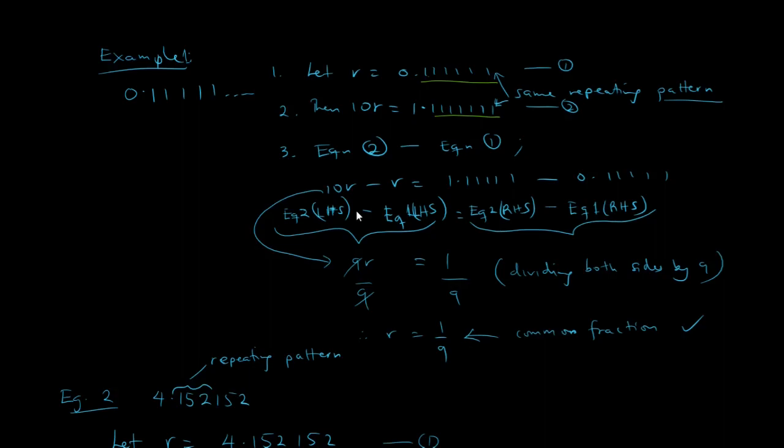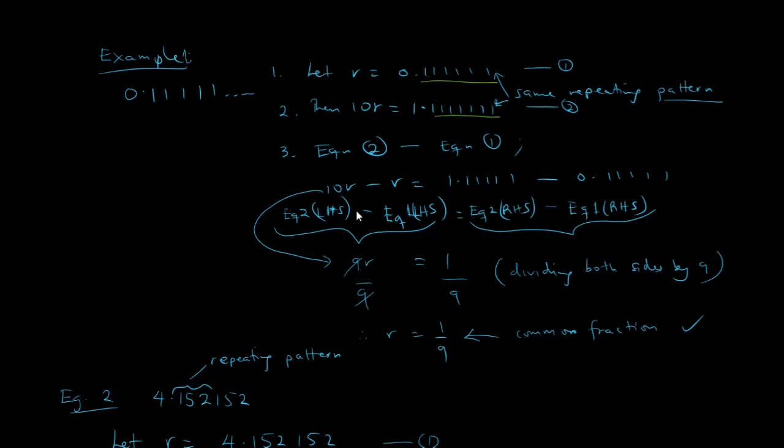When we do that, we will get 9r is equal to 1 because the decimal repeating portion will be eliminated by this step. So then we will have 9r is equal to 1, and then we divide both sides by 9, and we get r is equal to 1 over 9. So that is how we convert a non-terminating decimal number like 0.111 to a common fraction.